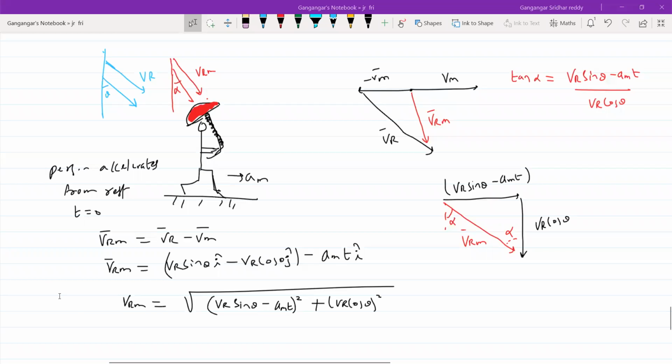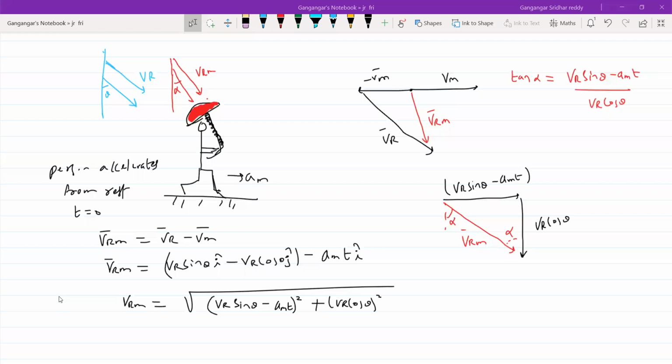Okay, so if it accelerates, then there is a method you can apply. Whatever the angle alpha, it depends again on the acceleration of the man. At one position, will the rain pour vertically down with respect to man? What is the time? The time at which the rain pours vertically down with respect to man will be VR sine theta by AM.